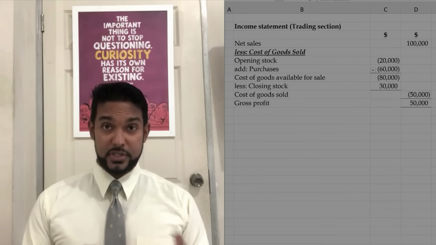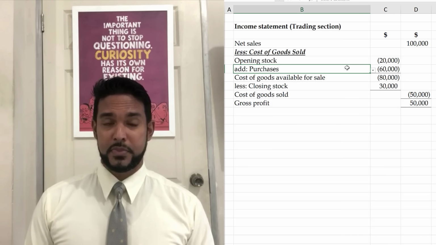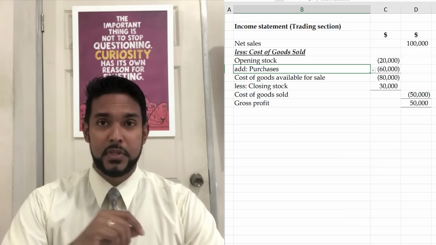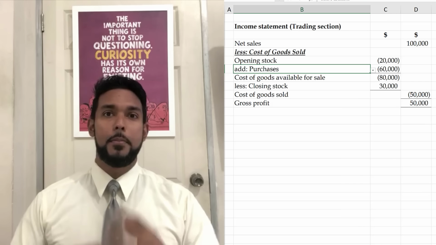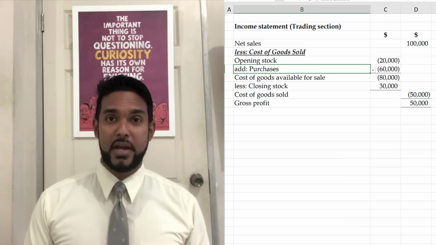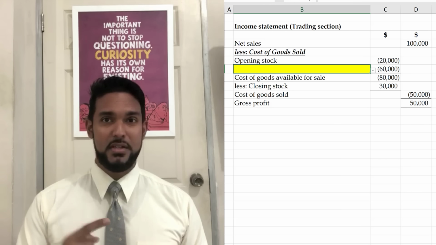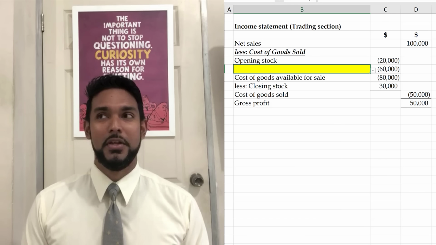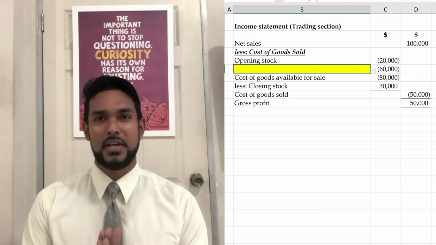Okay, so I'm going to pull up a trading account now to help me illustrate what I'm talking about here. So when we buy goods to sell, that's called purchases. Purchases makes up part of the calculation in the cost of goods sold. However, if we are making goods to sell rather than buying goods, then there won't be a purchases figure, will there? No, as a matter of fact, there won't be. So what does that mean?